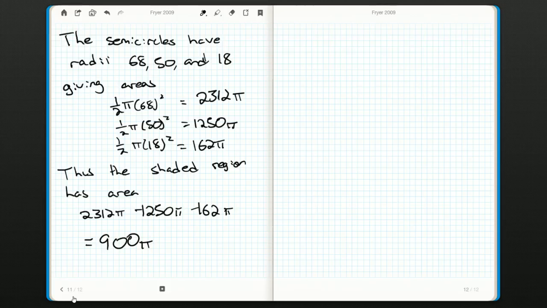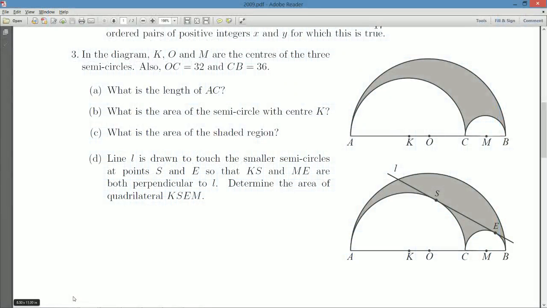So let's take a look at the rest of the question. So D part. Line L is drawn to touch these smaller semicircles at points S and E. Okay, so it's tangent to these two smaller semicircles at S and E. So that KS and ME are both perpendicular to L. So that's exactly what that means. Determine the area of quadrilateral KSEM. Okay.